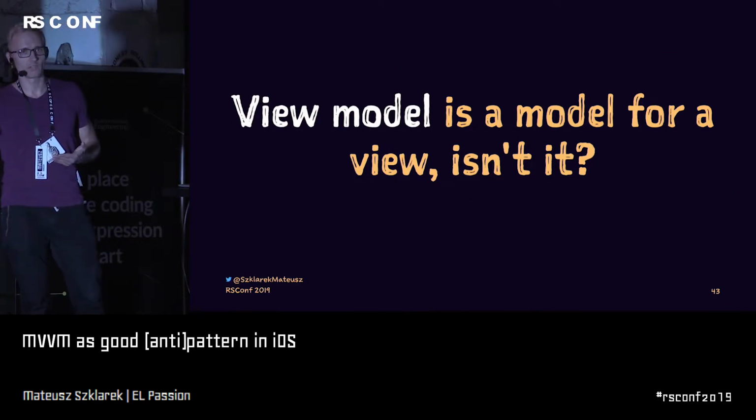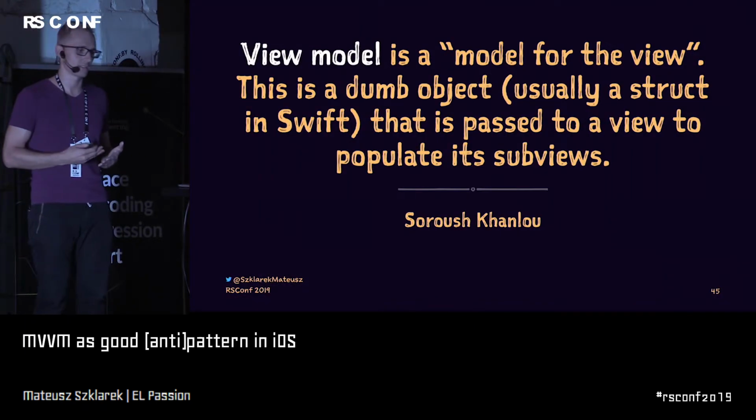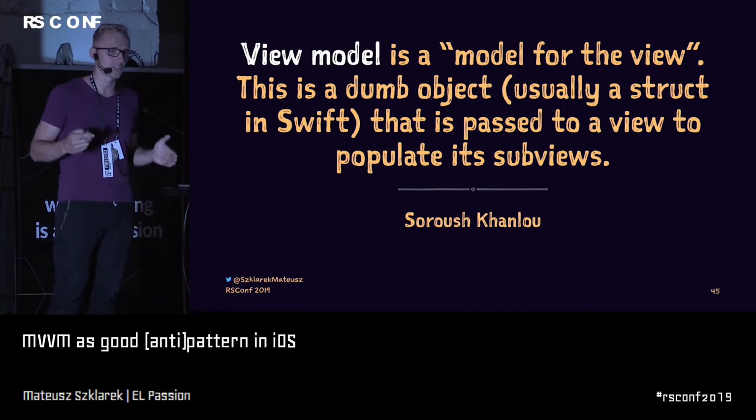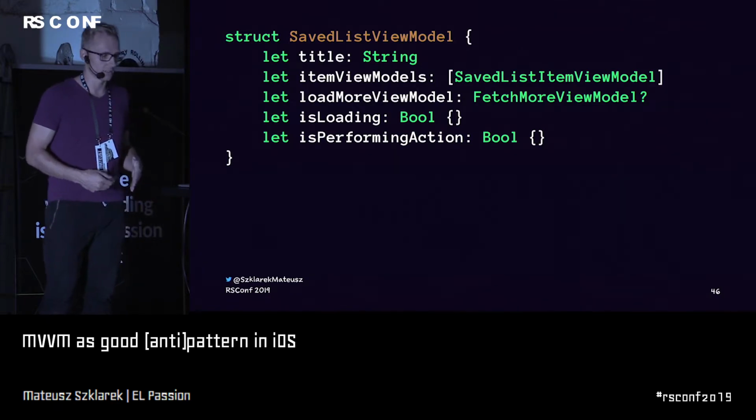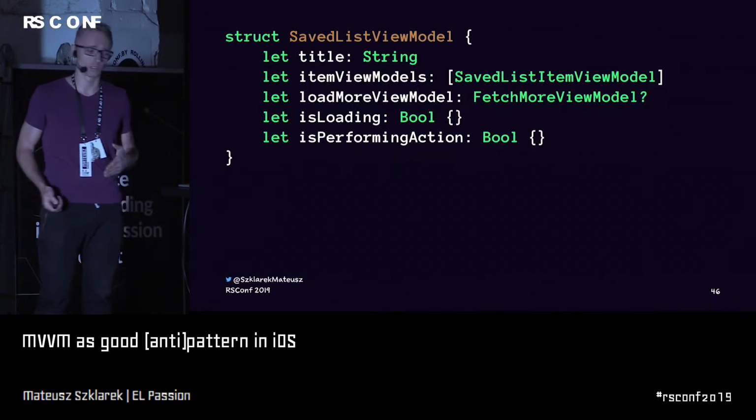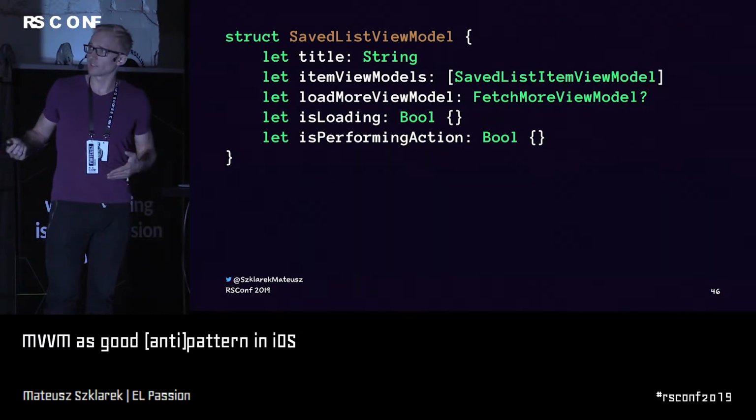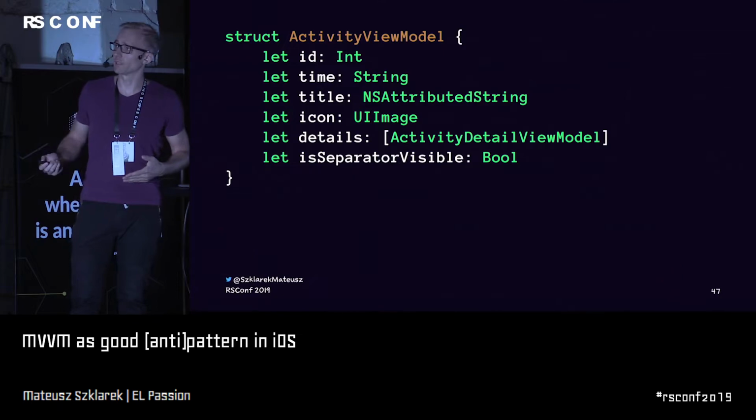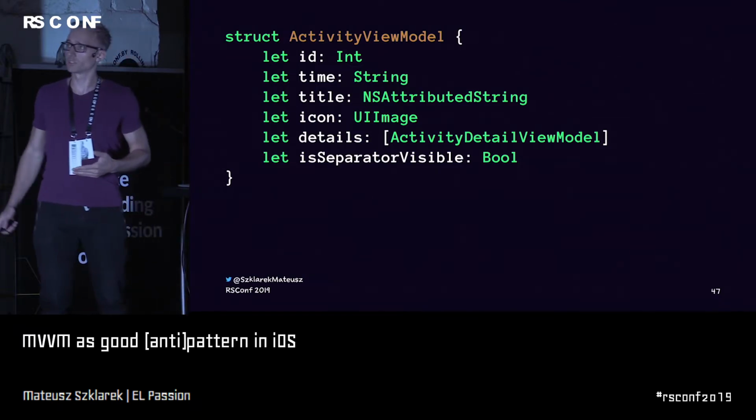Let's look at the second definition, which is much, much simpler. View model is a model for a view, isn't it? Yes, it is. This is usually a dumb struct that is passed to a view to populate its subviews. As simple as that. It's just a description of our view. Regarding my previous slide, we have the equivalent of our saved list view model without action and network methods. And we can see that it's just a description of our view. Another example could be like this, that we have title, which is NSAttributedString, or icon, which is UIImage.